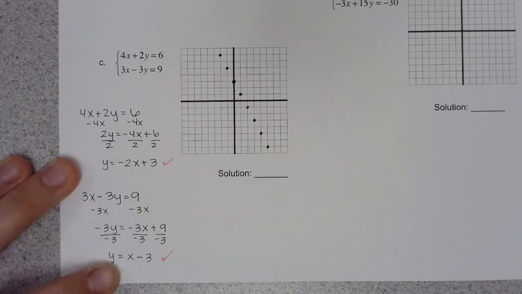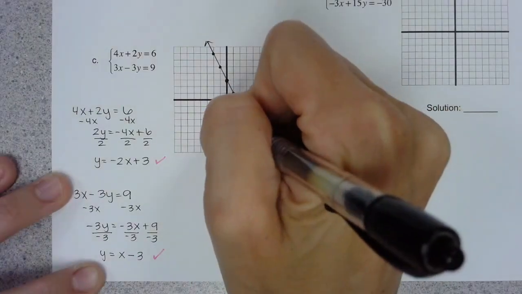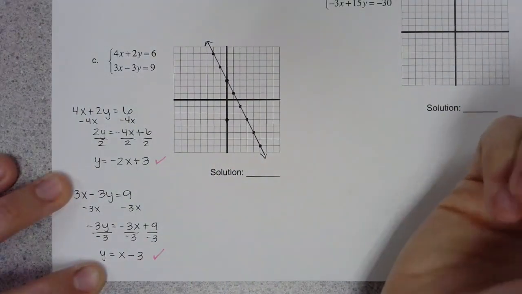Some people think it's easier to draw the line first through the first set of points before they graph the second line. And so I've gone ahead and drawn that line. Now I'll graph my second line. So this one starts at -3, and then my slope is +1.